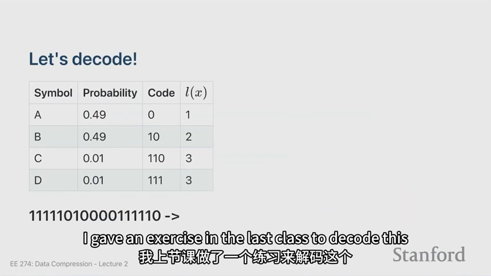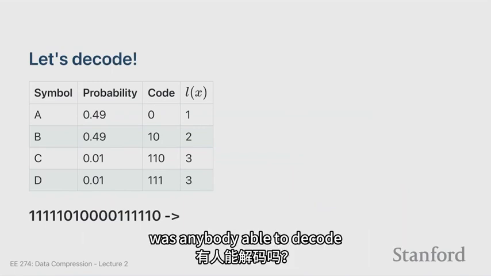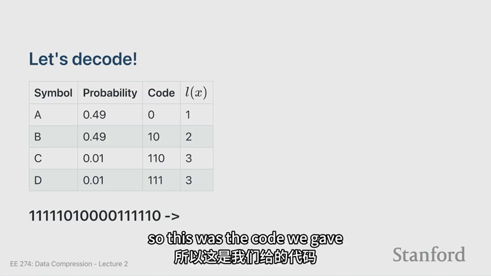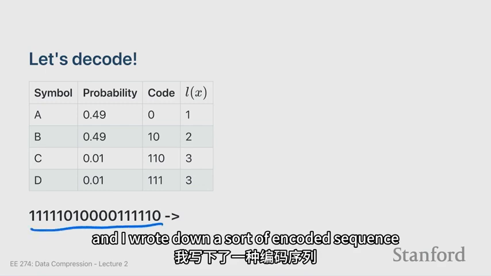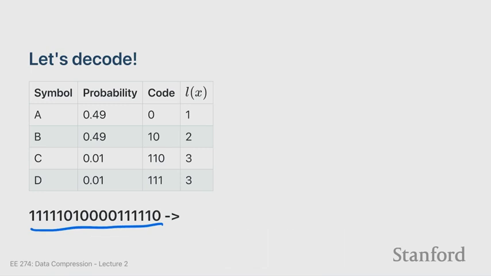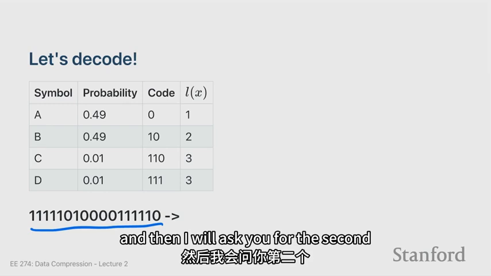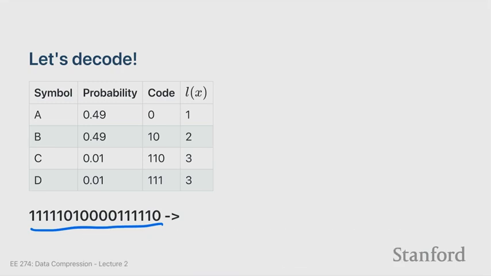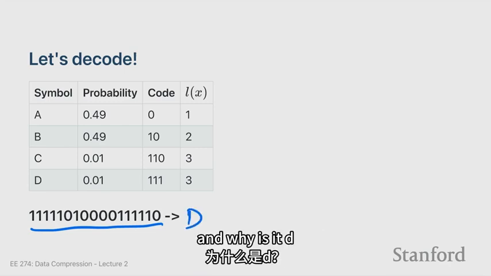Okay, I gave an exercise in the last class to decode this. Was anybody able to decode? So this was the code we gave, and I wrote down an encoded sequence, and I wanted you to get back to the original sequence. I see a couple of hands. Anybody else? Okay, let me ask you for the first, and then I will ask you for the second. So what's the first decoded symbol? The answer given is D. And why is it D? Because the only code word that starts with a 1 and then has another 1 and has another 1 is D.